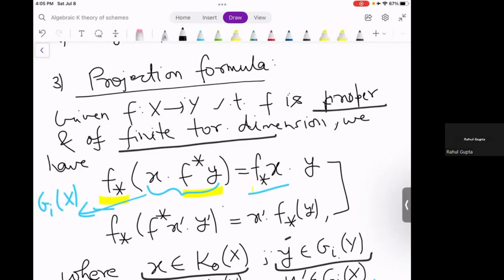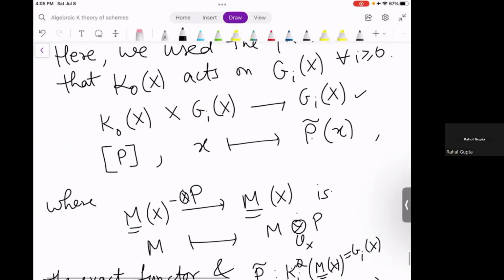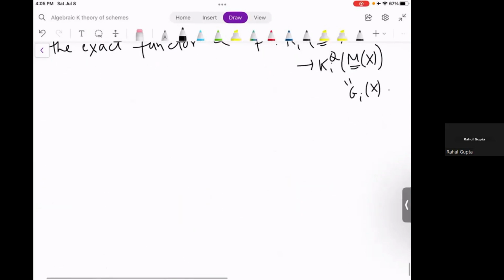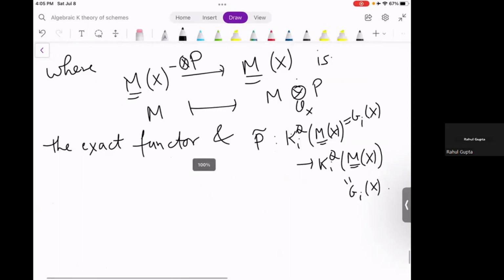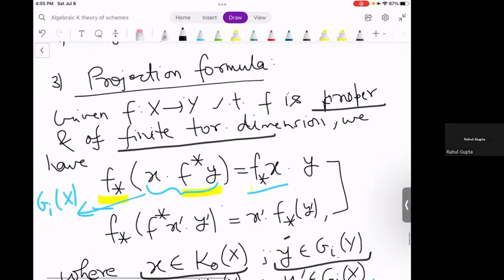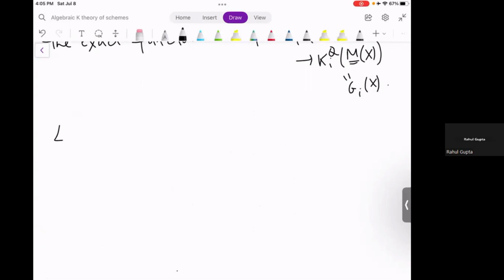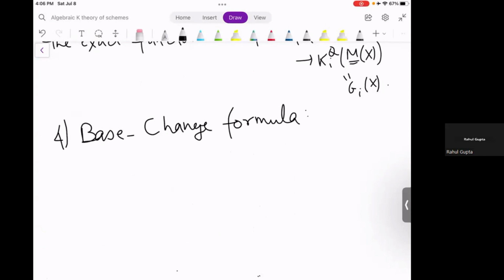Okay. So now the next thing which we basically learn in algebraic geometry again is this base change formula, and let's see what that is. So what is the base change? So I have a square like this, a Cartesian square.